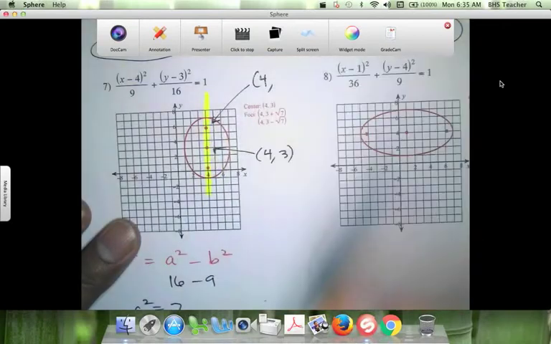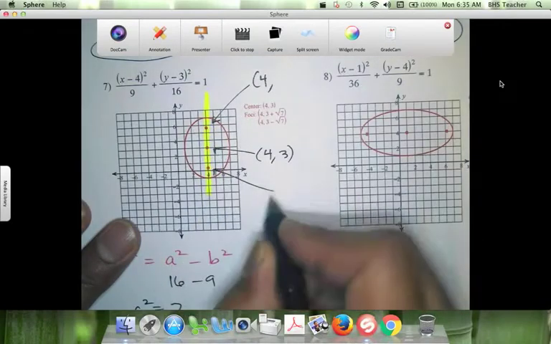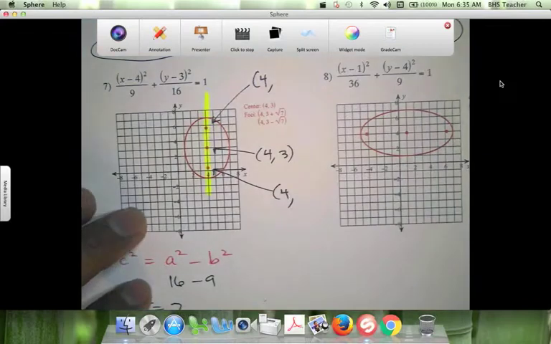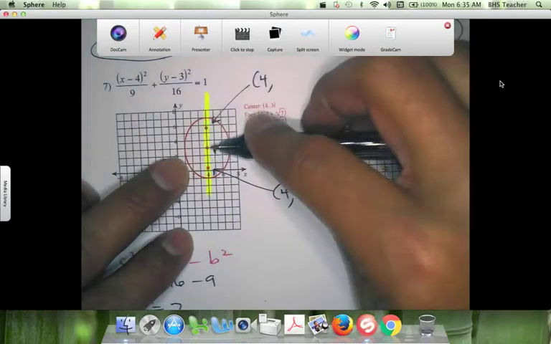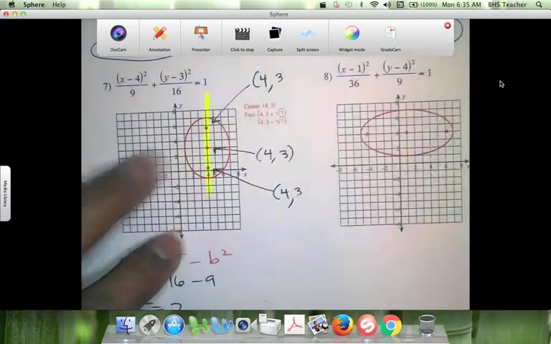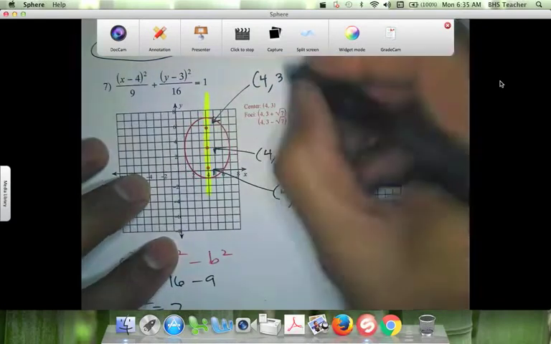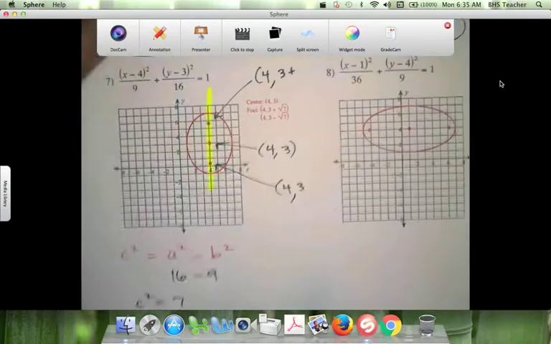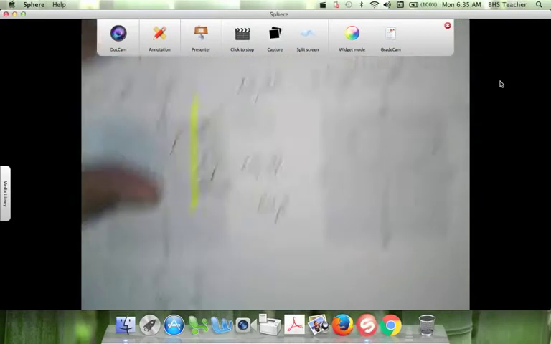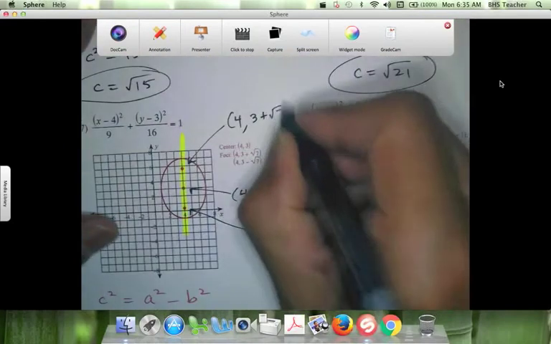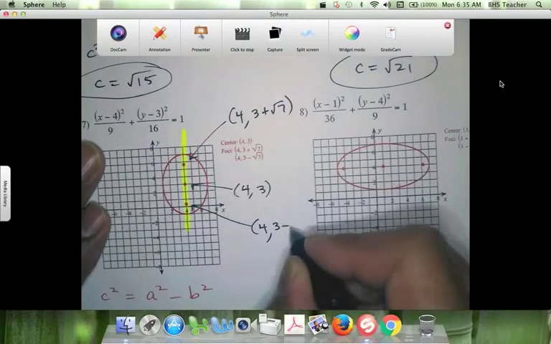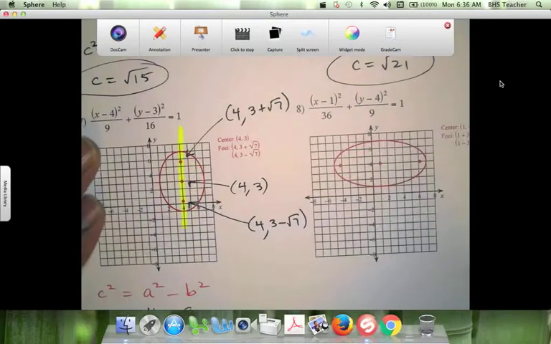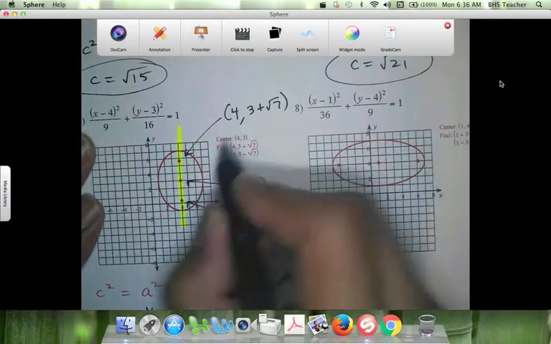This is going to be 4. I'm not going to change the x-coordinate. But you still have to start from 3 on the y. It's here at 3. From 3, the one that goes up, you're going to add this distance, which is the square root of 7. And from 4, 3, for the other one, you're going to go down that amount, or minus the square root of 7. And here it is.